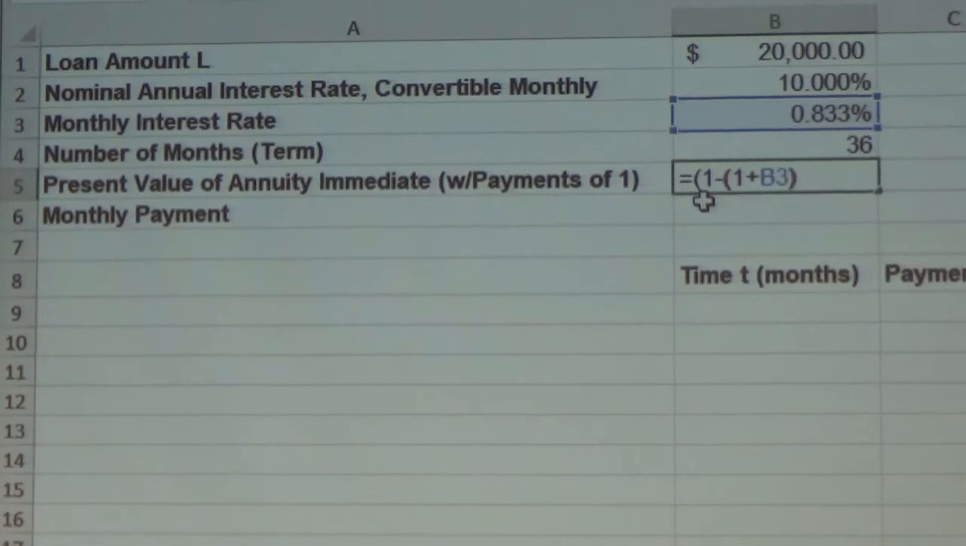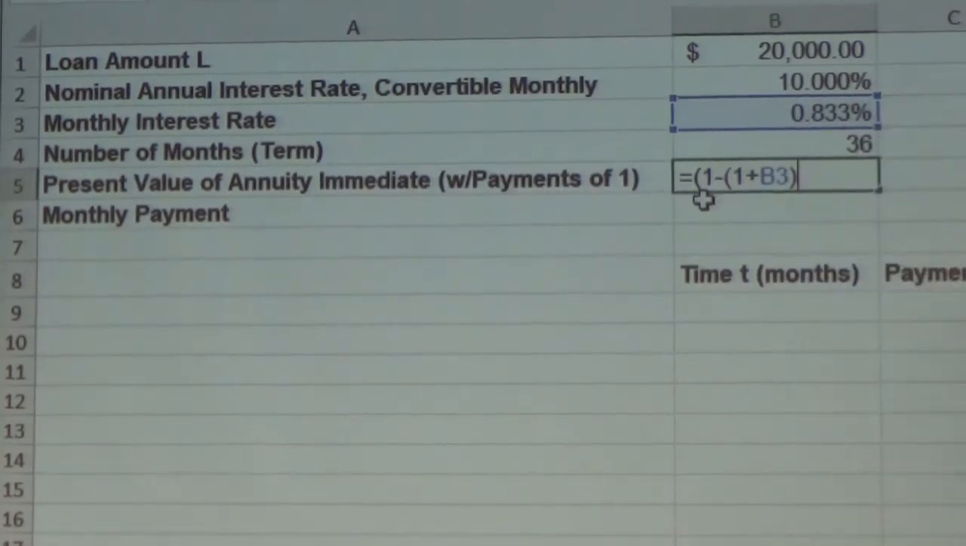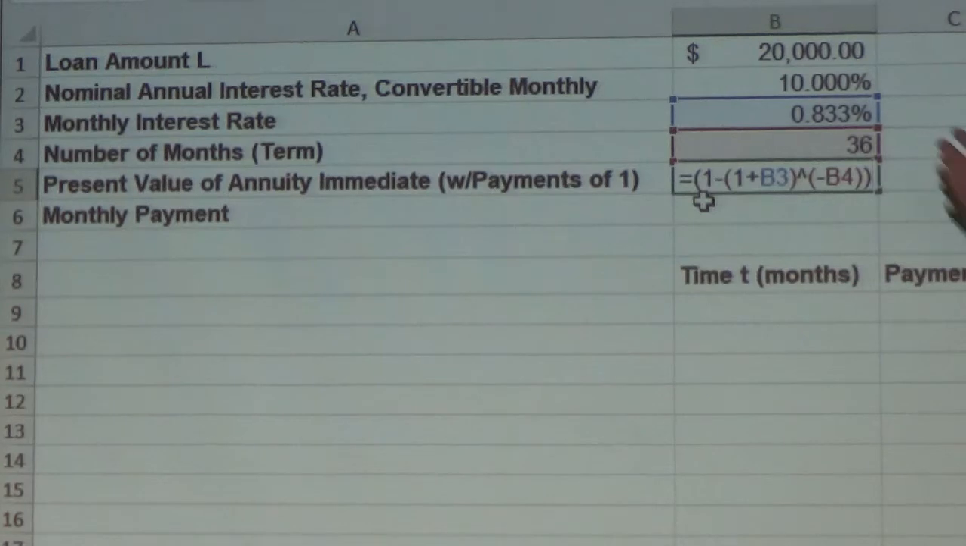B3, and instead of typing 0.008333, I'm going to type the cell reference. This number is in cell B3. It's good to do it with the cell reference because that allows you to make changes, and those changes get updated appropriately. I need to raise this to the negative 36 power. 36 is in cell B4. Use B4 because that could change as well. You might want to change the term from 36 months to 60 months, for example. And I need to divide this by i. i is, again, in cell B3.